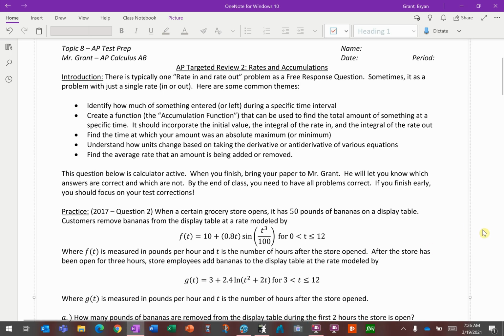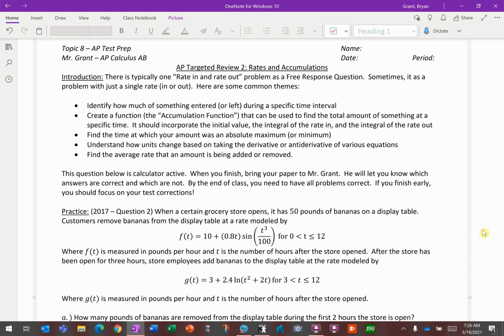It is great to have you all back for our second targeted review. This review is one I find my students are generally the most successful on. This is our rates in accumulation. Typically, this type of free response presents itself by giving both a rate in and a rate out in terms of two different equations on a free response question. Sometimes it can be just a single rate and they'll add the other rate later. Sometimes it'll be an equation that's a rate in and a table that's a rate out, but either way they function about the same. Very, very common to see.